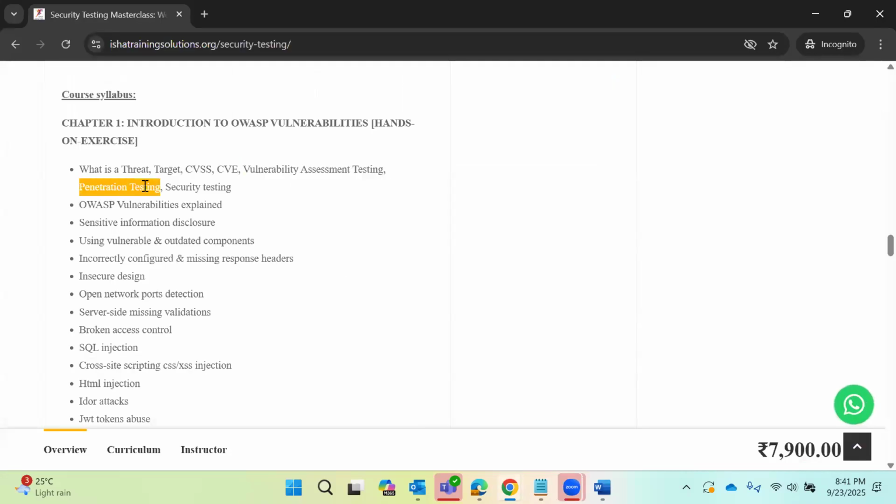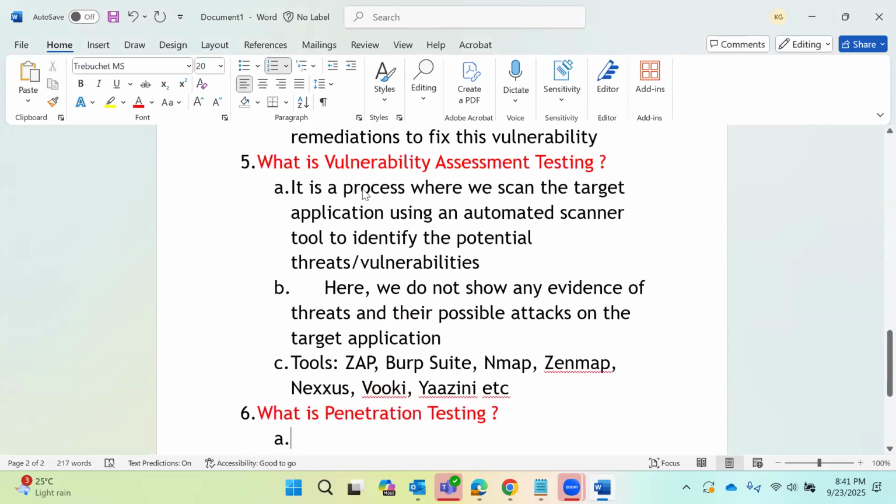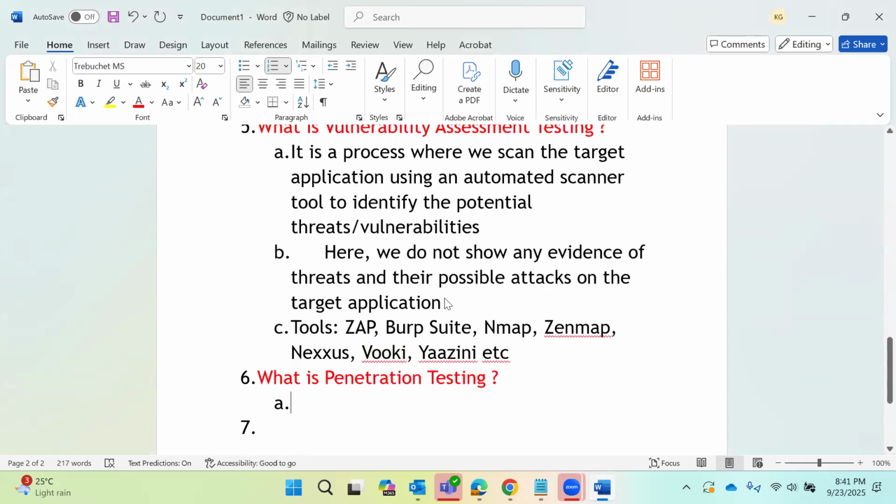Let's go to penetration testing. Now, PT is an extension of vulnerability assessment testing. What is the problem with vulnerability assessment testing? You are not showing any evidence. Now, the developer comes and says, Kiran, every time I release a build, you say that SQL injection is possible, cross-site scripting is possible, or JWT tokens attack is possible. Can you please prove it so that I know that this vulnerability really exists?